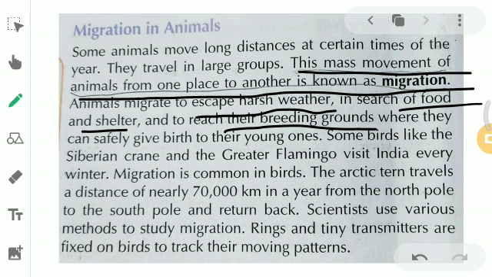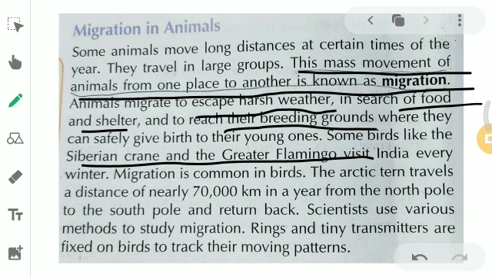Here one example is given. Some birds like the Siberian crane and the greater flamingo visit India every winter. Migration is common in birds. Scientists use various methods to study migration. Rings and tiny transmitters are fixed on birds to track their moving patterns.